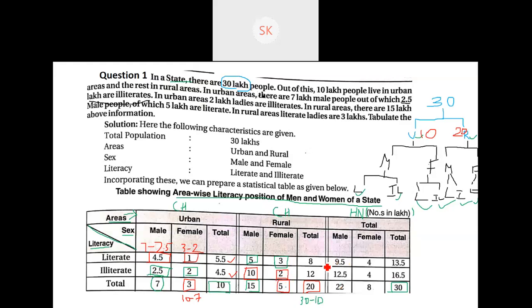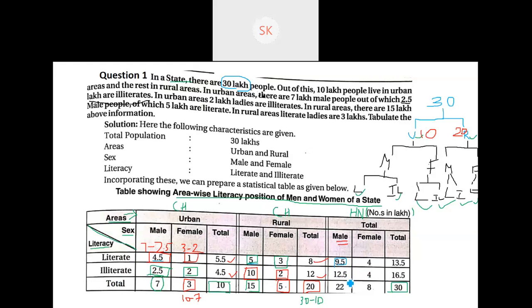Now coming to the total, just add them. 5 plus 3 is 8. 10 plus 2 is 12. So that is the total. Now coming to the last section, that is the total, you have 4.5. The first column is male. Let me add the number of males in urban and the number of males in rural. I'll pick another color here so you understand it better. So 4.5 plus 5 gives me 9.5.